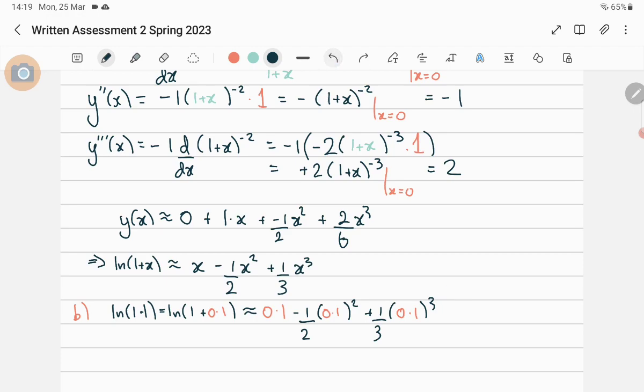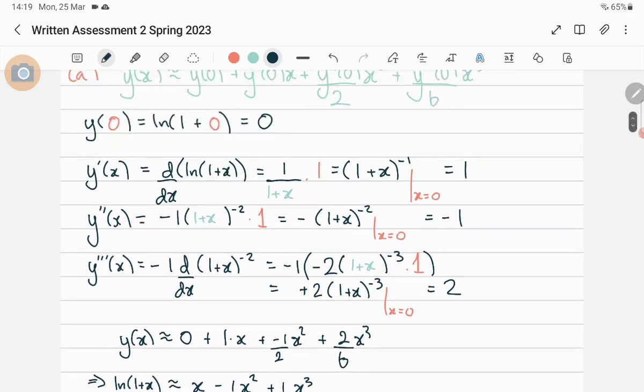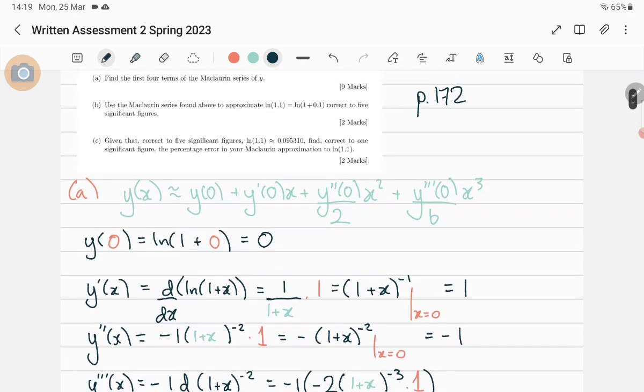And the calculator does give 0.095 and then 3 recurring. 1, 2, 3. Okay. And then given that correct to 5 significant figures, I have that. Find the percentage error.